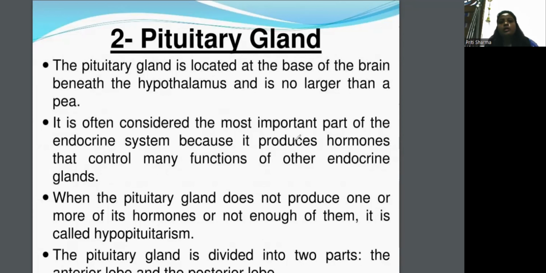The pituitary gland is also considered the most important part of the endocrine system because it produces hormones that control many functions of other endocrine glands. That's why it is also known as the master gland, and it produces many important hormones. When the pituitary gland does not produce one or more of its hormones, or not enough of them, it is known as hypopituitarism.